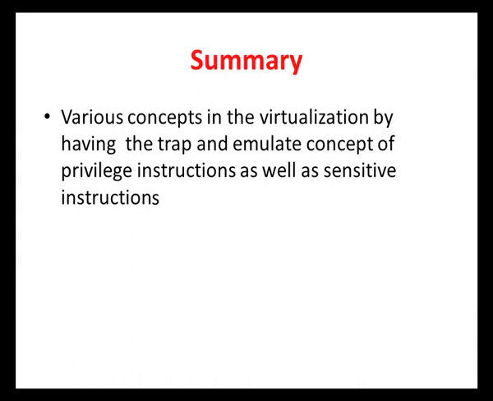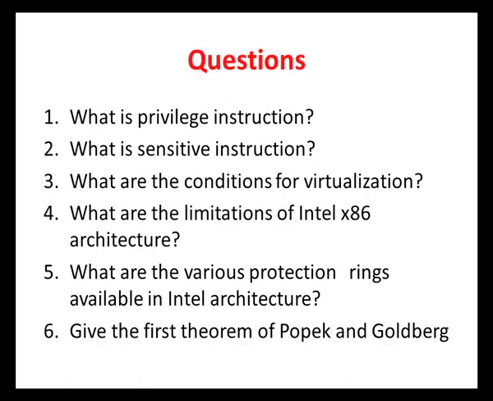We have discussed the various concepts in virtualization, including the trap and emulate concept for privileged and sensitive instructions, and it is essential to answer some questions. What is a privileged instruction? What is a sensitive instruction? What are the conditions for virtualization? What are the limitations of Intel x86 architecture? What are the various protection rings available in Intel architecture? Give the first theorem of Popek and Goldberg. Once you are able to find the answers to these questions, you will understand the basic concepts of virtualization. Thank you.